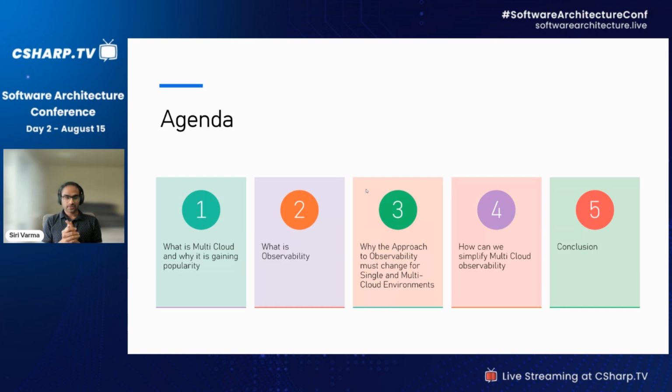Then we'll take a look at why the observability approach needs to change between a single and multi-cloud environment. What are the things that demand a change in approach when considering the multi-cloud architecture? Then we'll take a look at the complexities and how to simplify observability. And at the last, we'll conclude the talk.